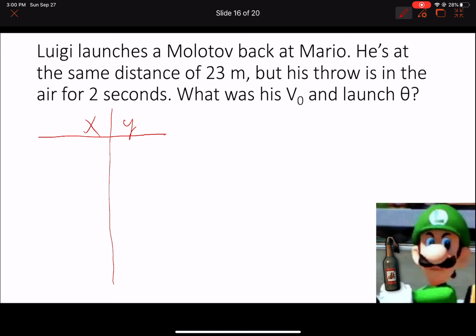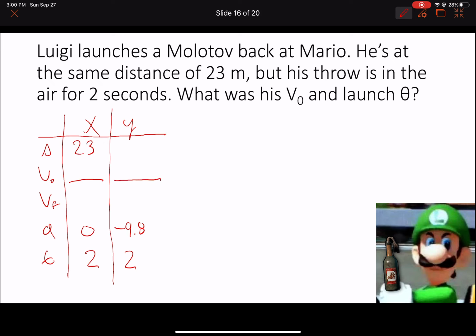So let's again start with what we know and fill in our table. We, of course, know our accelerations. We know our time. And we know the distance, 23. Okay. So with this, we can find initial velocity, which is nice. But I can't find the initial velocity in the y direction just yet.